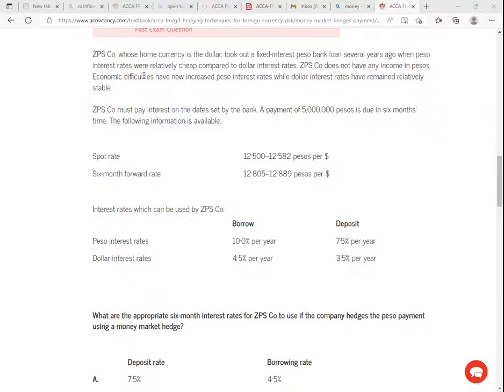So they've given us the spot rate, the 6 months forward rate, and the interest rates which can be used by ZPS company. They're asking a very simple question: what are the appropriate 6 months interest rates for ZPS company to use if the company hedges the peso payment? The options are given there. You're going to pick only one. So I want you to take 1 minute to reason over this question and try to give me the answers to use.